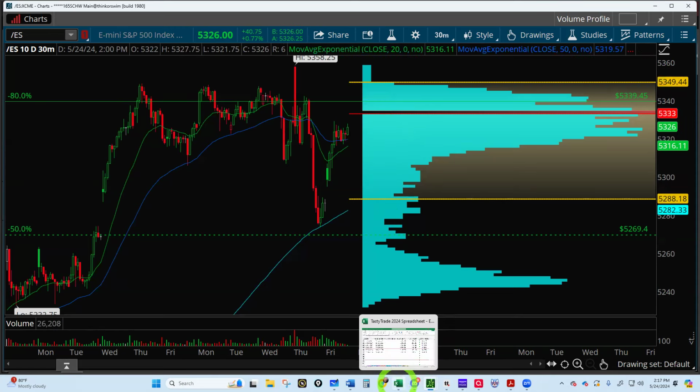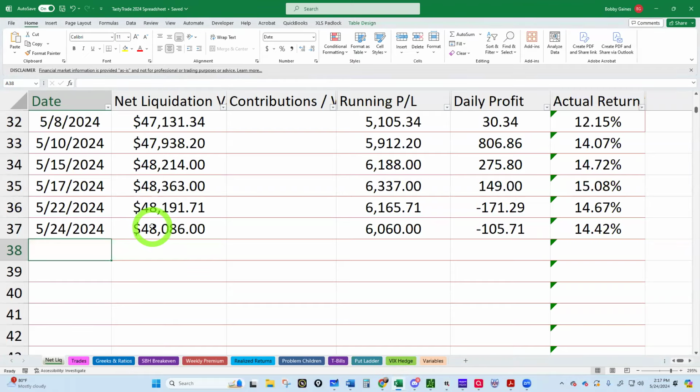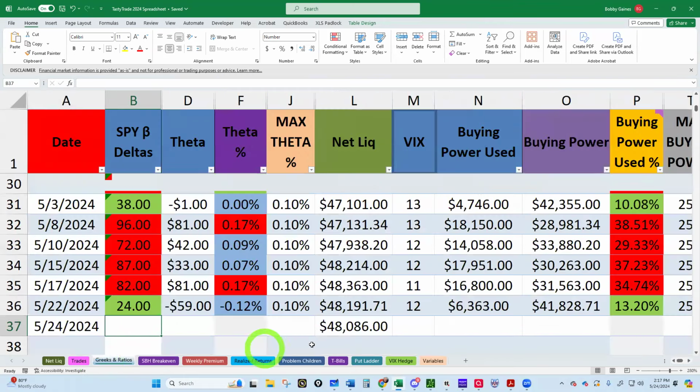So let's see how our little account's doing today. I've already added the thing here. We're down about $105 from Wednesday. No big deal. Still up almost 15% on the year, 14.42%. Let's look at our Greeks and ratios.